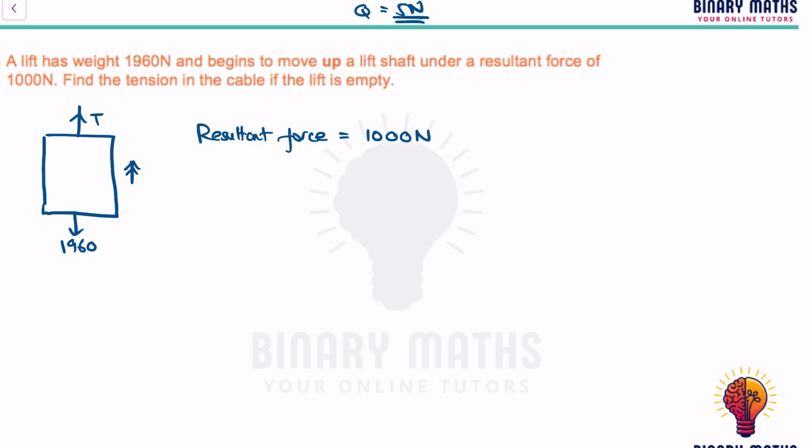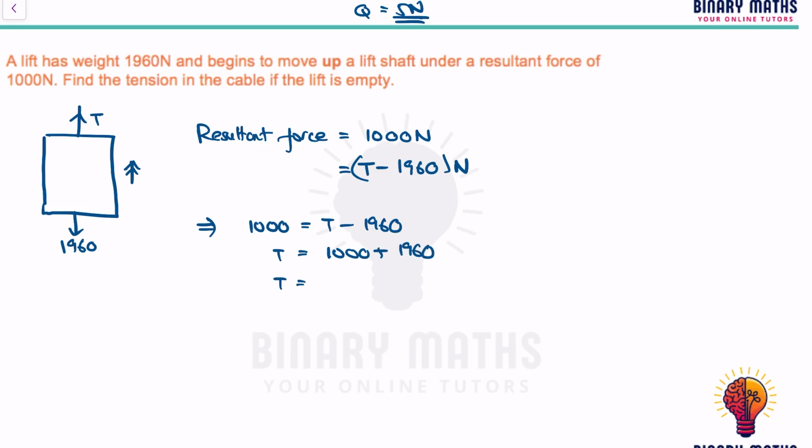Okay, so we also know the resultant force must be equal to, because it's moving up, the forces pulling it up take away the forces pulling it down. So that means T take away 1,960 newtons, which implies 1,000 must be equal to T take away 1,960, which means T is equal to 1,000 plus 1,960, which means T is equal to 2,960 newtons.